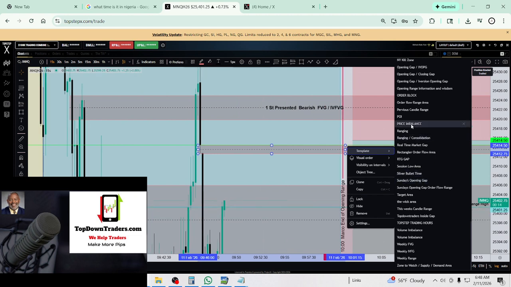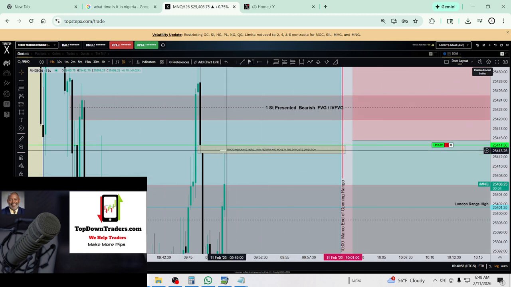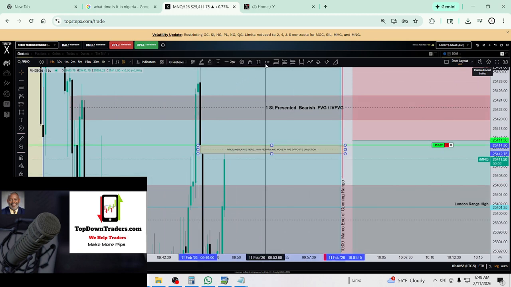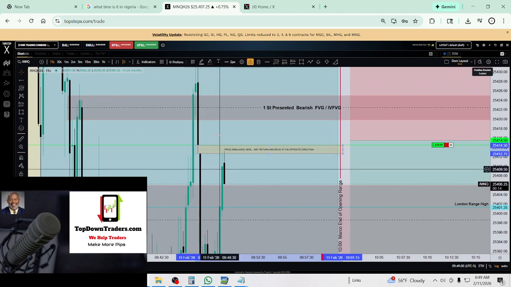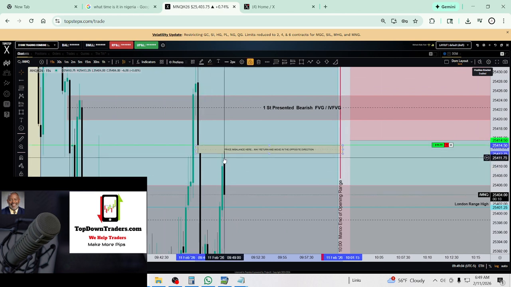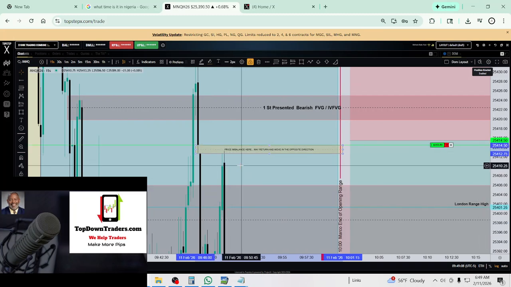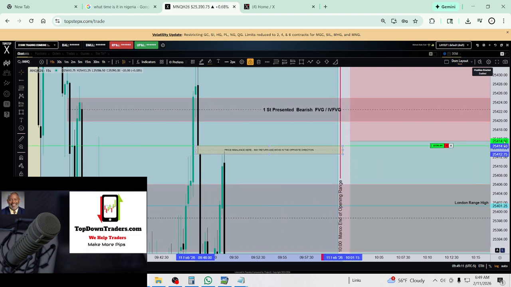Price imbalance, volume imbalance, a point of interest. You can name it what you want to, but people have names for that all out there on the market. And price typically comes back to fill that area, as you see right here. I anticipated going up one more time before it goes down again. I could be wrong, but we'll see what price does.